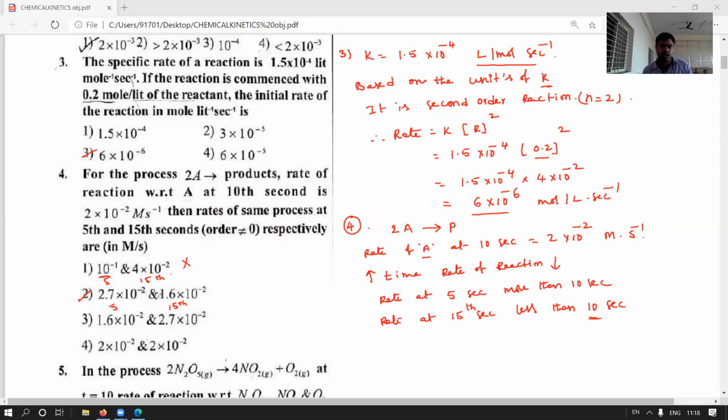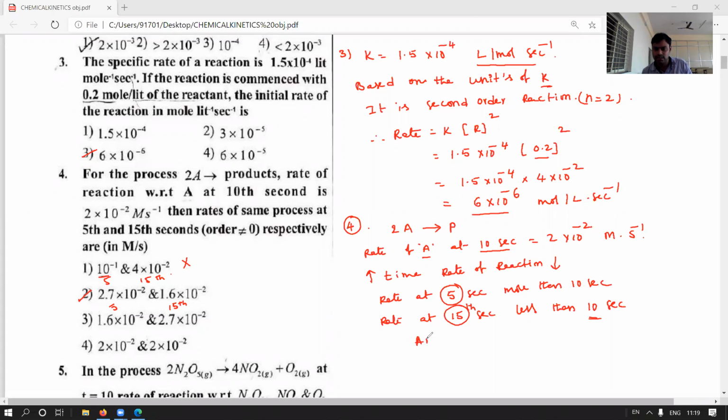The concept for solving this question is that the rate of reaction decreases with increasing time. If the time interval increases, the rate will decrease. At 10 seconds the rate is given. They asked what happens at 5 seconds and 15 seconds. At 5 seconds the rate should be more than at 10 seconds, and at 15 seconds the rate should be less than at 10 seconds. We have to choose that pair. Then the correct answer is the second option.